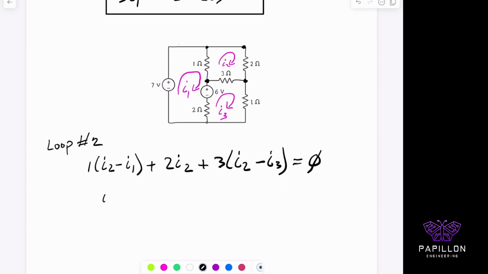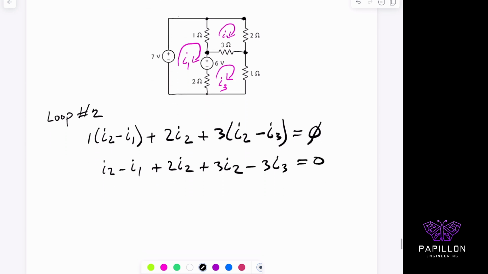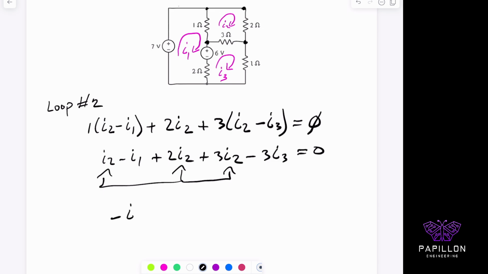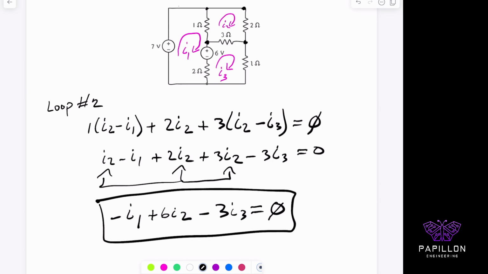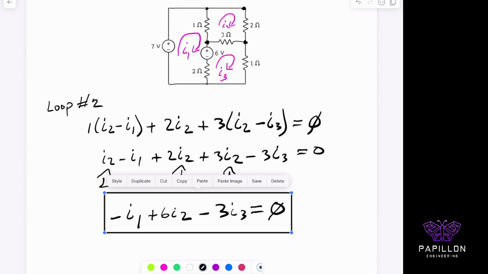So I'll distribute this one again with you so you can get the hang of it, and also you can see how I'm troubleshooting this problem. And then we'll solve. So at this point, all of our I2 terms are over here, with one I1 and one I3 term left. So I have here minus I1, and it gives us back a positive 6I2 minus 3I3 equals 0. So that is our second equation.